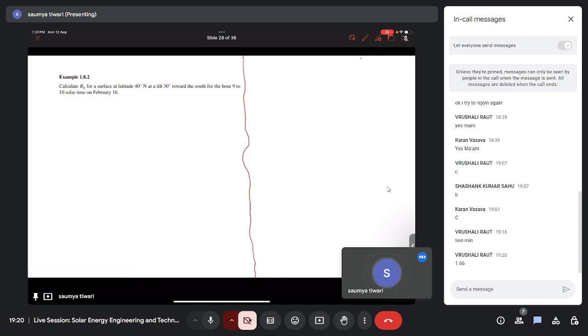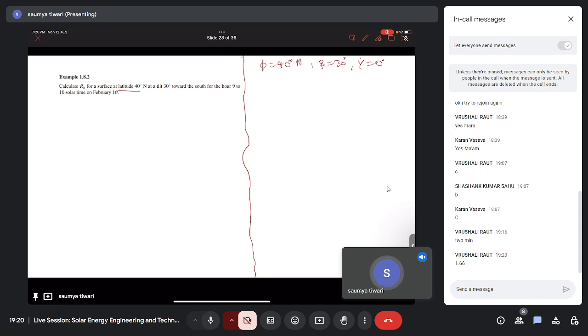What's given in the question is the latitude angle, phi, 40 degrees. The tilt angle, beta, is 30 degrees. And toward the south, so your azimuth angle is 0 degrees. And for the hour, 9 to 10 solar time is given.